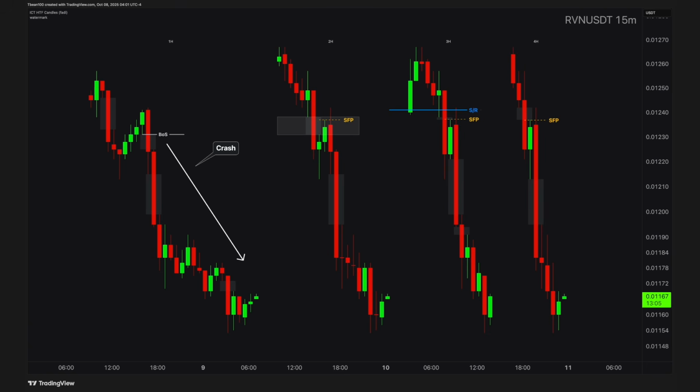So, all these patterns combined are extremely powerful, helping you catch early entries as much as possible, with multiple price action confirmations to back it up.